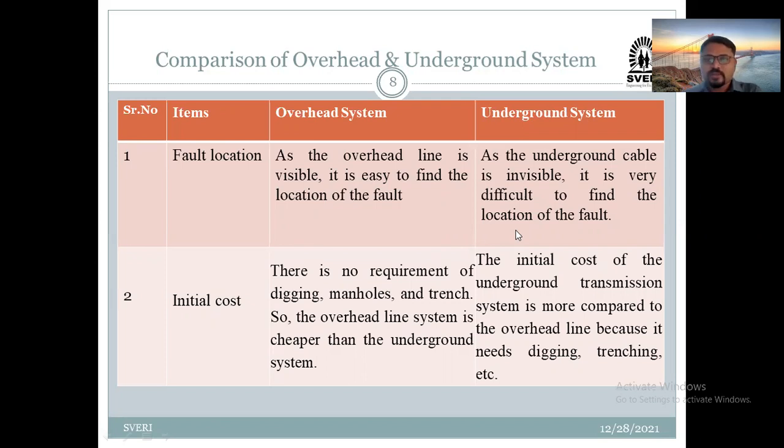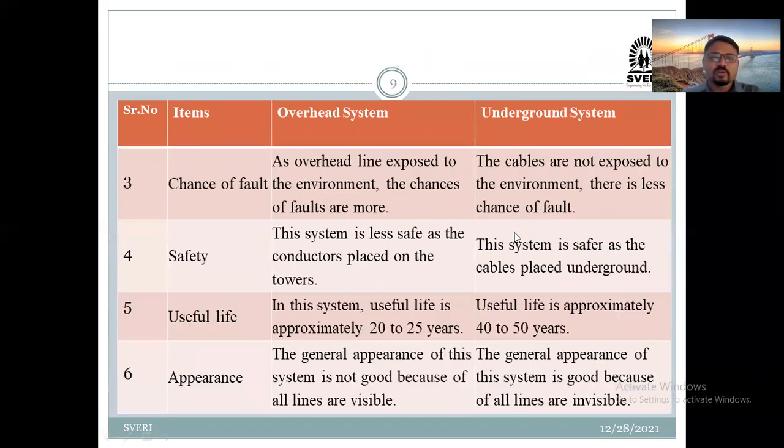Okay, now see the third point that we are going to make the comparison on is the chances of fault. Okay, now see, the overhead system is exposed to the environment. That's why the chances of faults are more. But the underground system is not exposed to the environment. So there are fewer chances of fault.